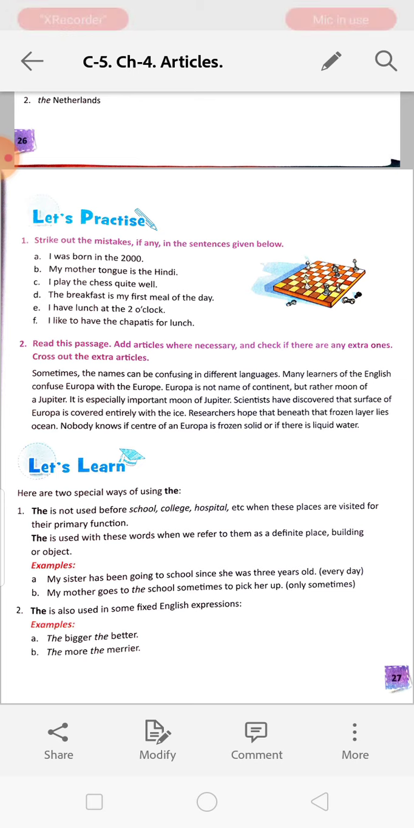The is also used in some fixed English expressions. For example, the bigger the better, the more the merrier. So these are the fixed English expressions. Before that we use the.